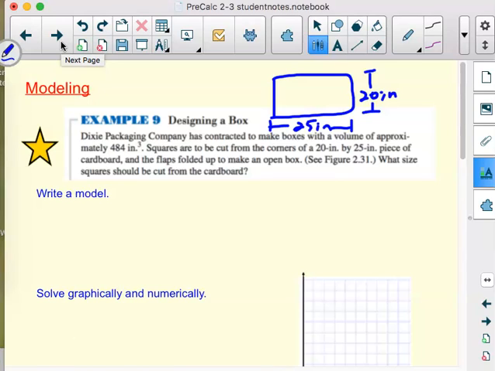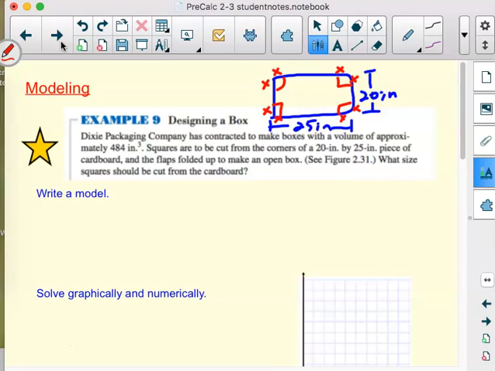So we've got our little 25-inch by 20-inch piece of cardboard. And we're going to cut some length off of each of those sides so it can fold up and make an open top box, because that's what it said, the flaps folded up to make an open box. Now this figure 2.31, actually if you go halfway down the page, you're going to see a drawing that's very similar to the one that I just put up here. And it says, what size squares should be cut from the cardboard?